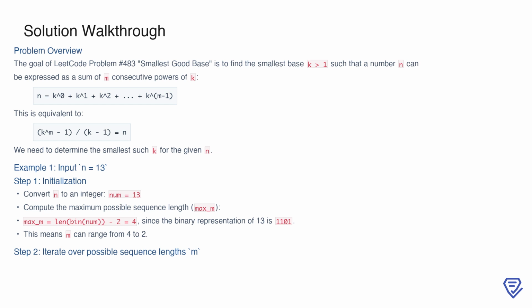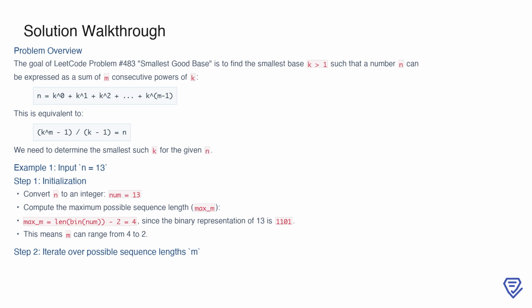In this problem, we aim to find the smallest base k greater than 1 such that a given number n can be expressed as the sum of m consecutive powers of k. Mathematically, this means we need to express n in the form (k^m - 1) / (k - 1) for some integer k and sequence length m.